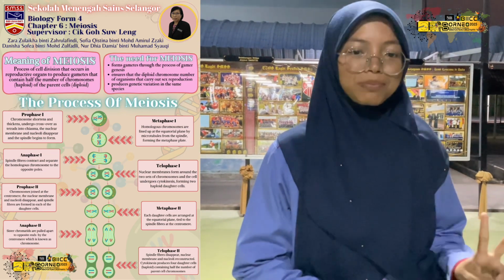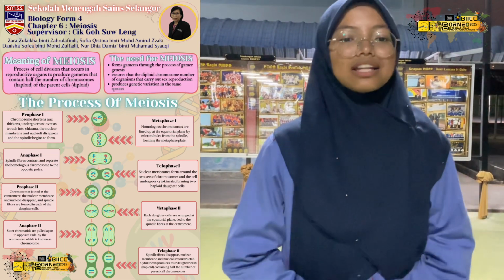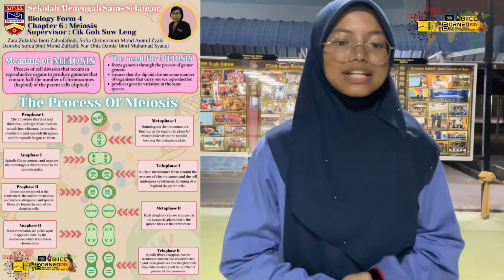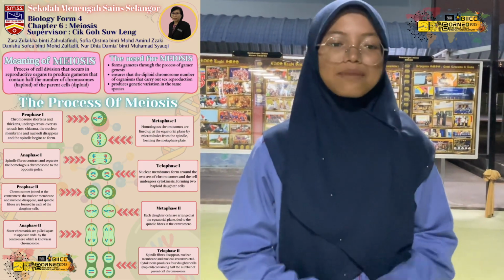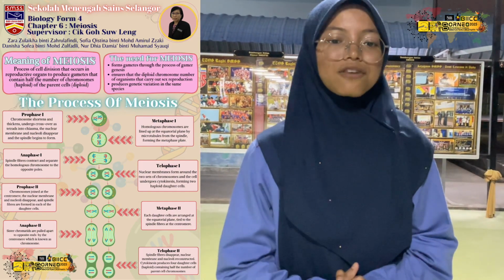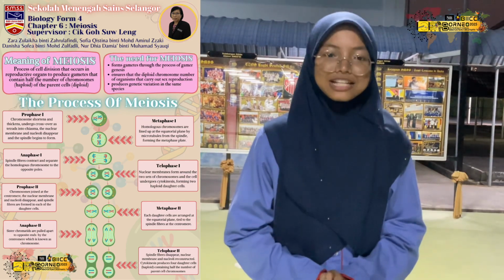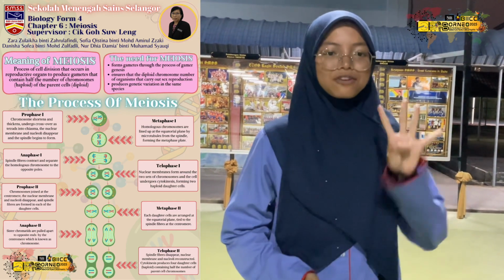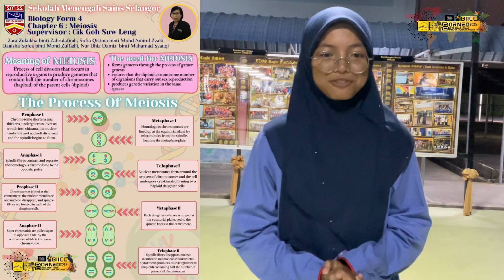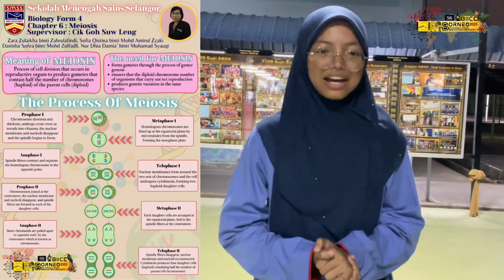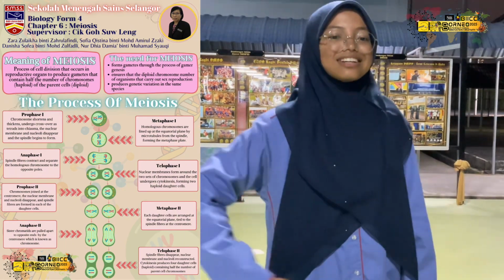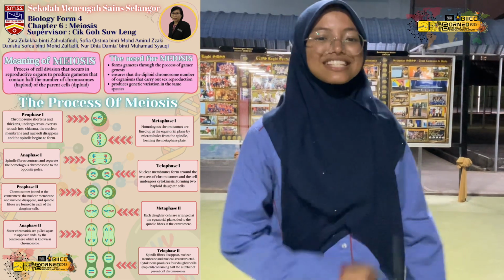Meiosis is a two-part cell division process. It consists of meiosis 1, which is the reduction division, and meiosis 2, which is the separation of sister chromatids. Each of these divisions contains 4 phases, which are prophase, metaphase, anaphase, and telophase. Let us go through these phases step by step.